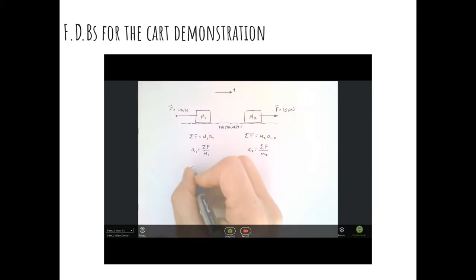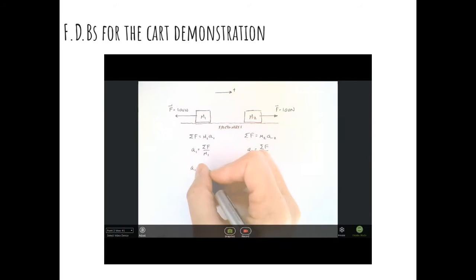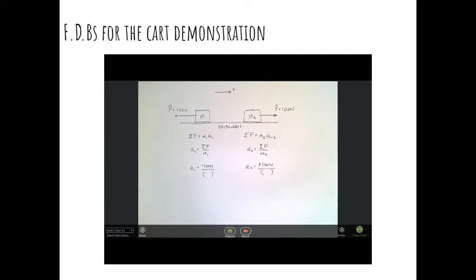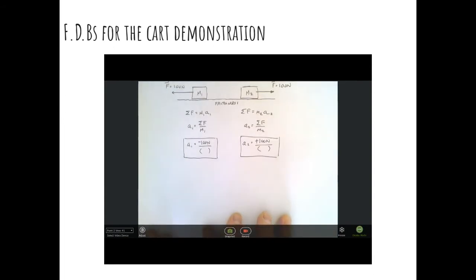Now, here's the situation. Since F1 is in the opposite direction to the positive direction, it's negative 100 newtons over mass 1. And acceleration 2 is positive 100 newtons over some mass. Now, this is the general case or the general situation. And that seems to make sense. I think everyone's okay with that.